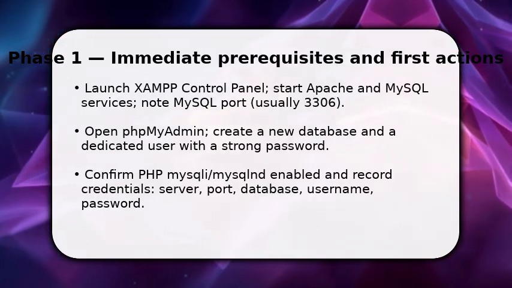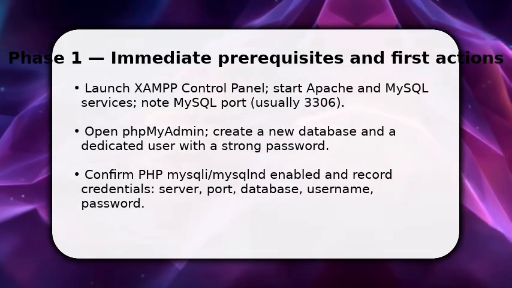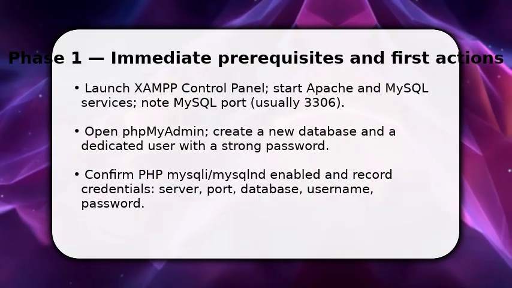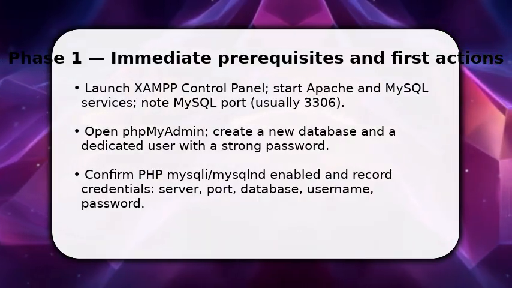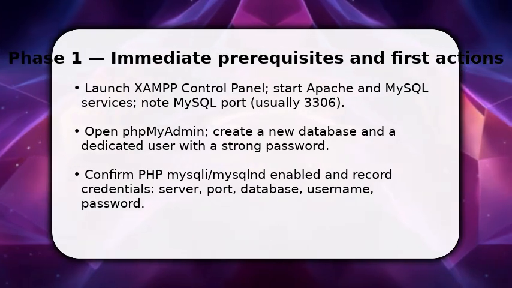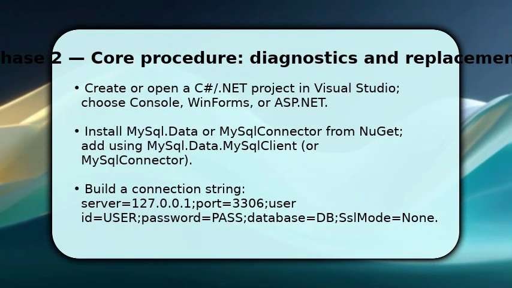Make sure the MySQL port is 3306 or note the custom port, and confirm PHP extensions for MySQL are enabled. When done, write down server, port, database name, username, and password for the next step. Now switch to Visual Studio and set up the code-level connection.